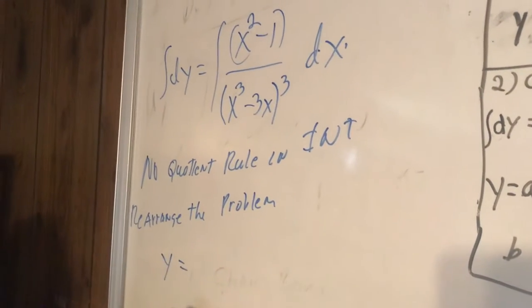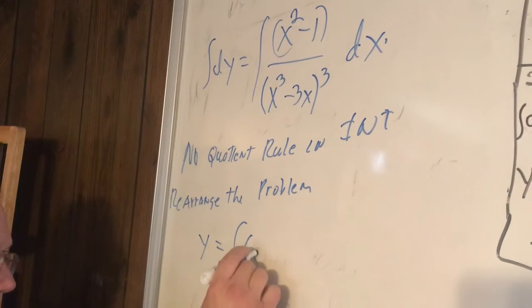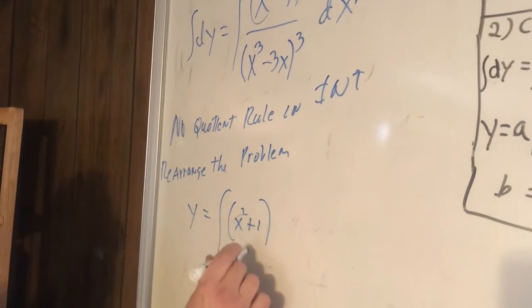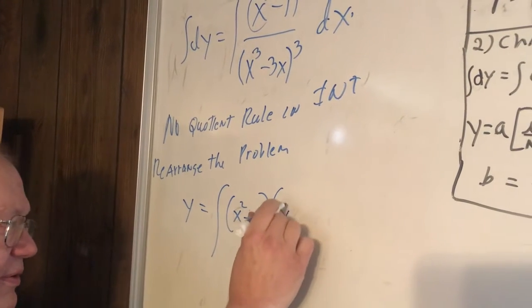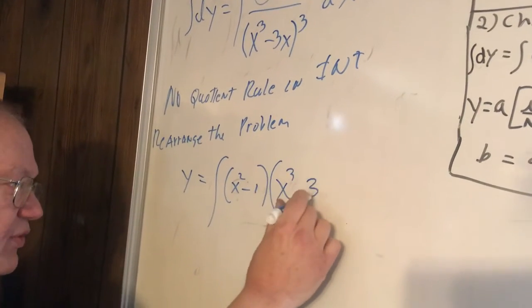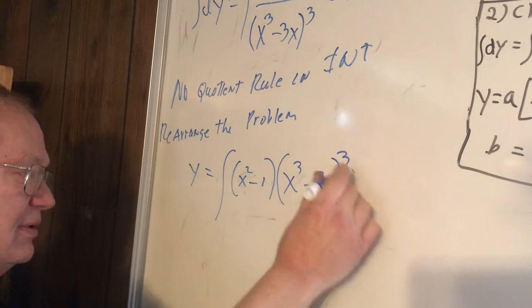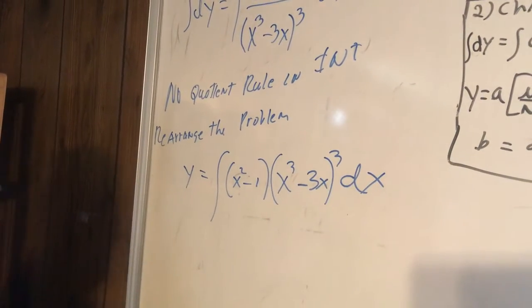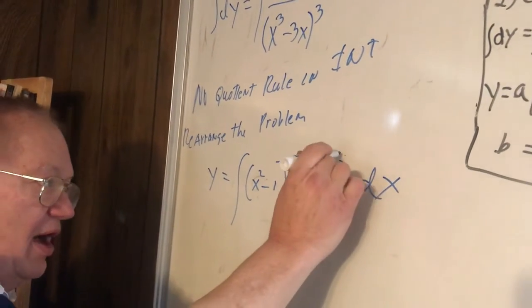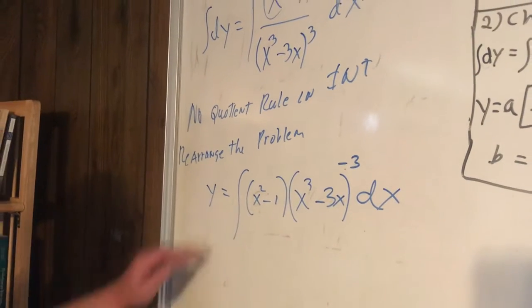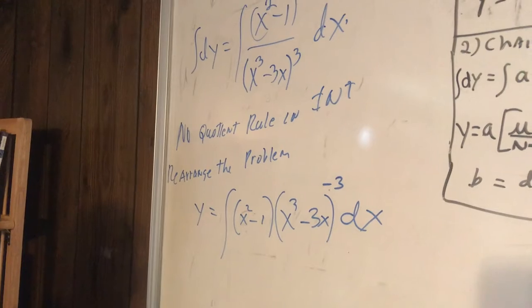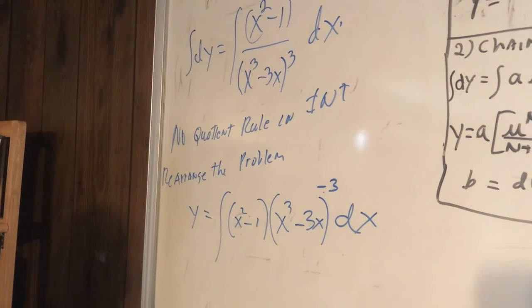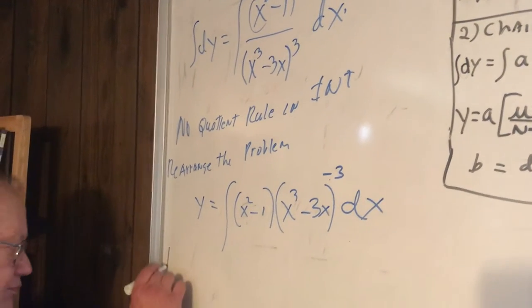Y equals the integral of x squared minus 1, x third minus 3x to the third dx. And that is a minus 3. Why? Because I brought that from the denominator to the numerator, which means I have to change the sign of the exponent. Now I have to define my terms.